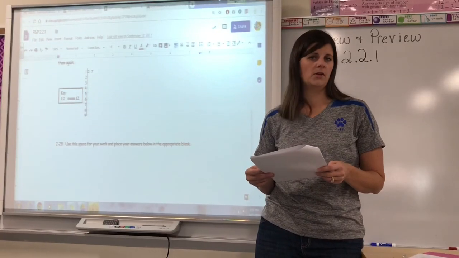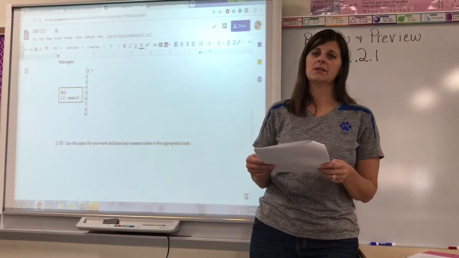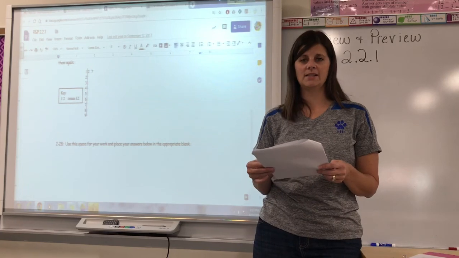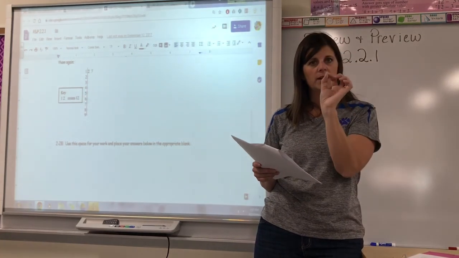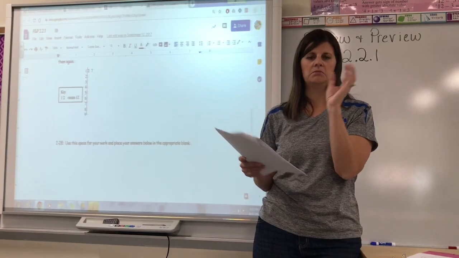Too often, folks will add when they're supposed to be subtracting, or they'll subtract when they're supposed to be adding. So pay close attention to that detail as well. Your decimal point comes straight down below in your answer after you have either added or subtracted, and then you're done.